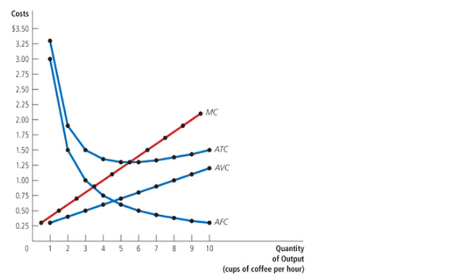Economists plot cost curves with quantity on the horizontal axis and dollars on the vertical axis. We're going to talk about four curves: marginal cost curve, average total cost curve, average variable cost curve, and the average fixed cost curve. Let's start with average fixed cost.